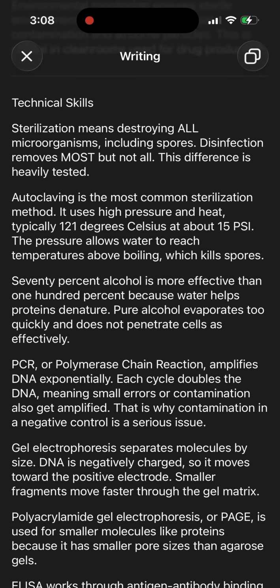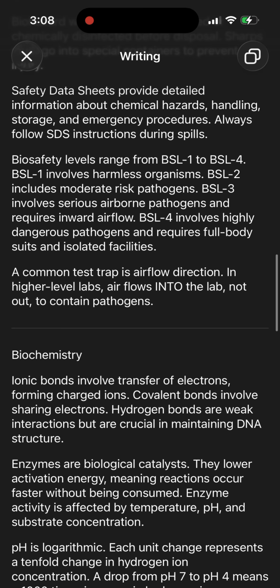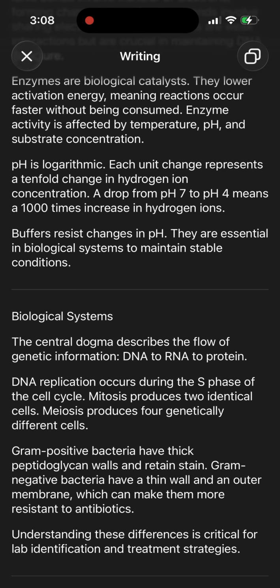Scientific notation simplifies very large or small numbers. Positive exponents indicate large numbers, negative exponents indicate small numbers. Significant figures reflect precision. Leading zeros do not count. Trailing zeros only count if a decimal is present. Beer's law states that absorbance equals a constant times concentration. If concentration doubles, absorbance doubles.